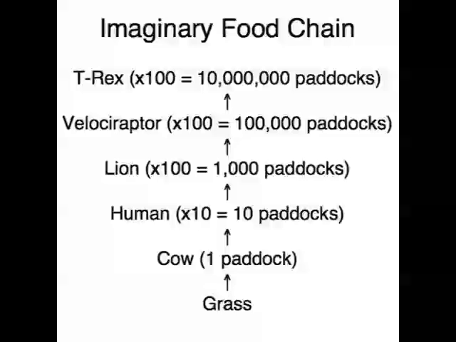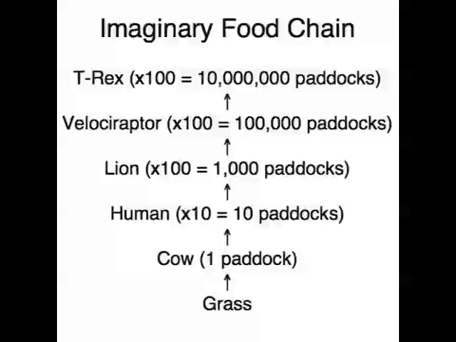Well, that means that we would then need to have 100 humans, and each human would need to have 10 cows, and each cow would need to have one paddock. So if you do that maths, you'd actually need to have 1,000 paddocks if you had one lion in that food chain. So let's extend the food chain again.